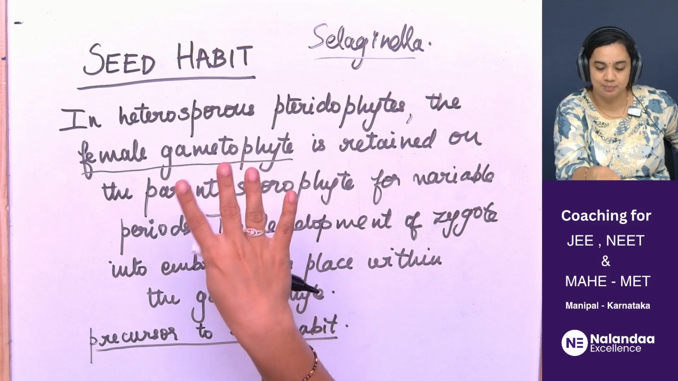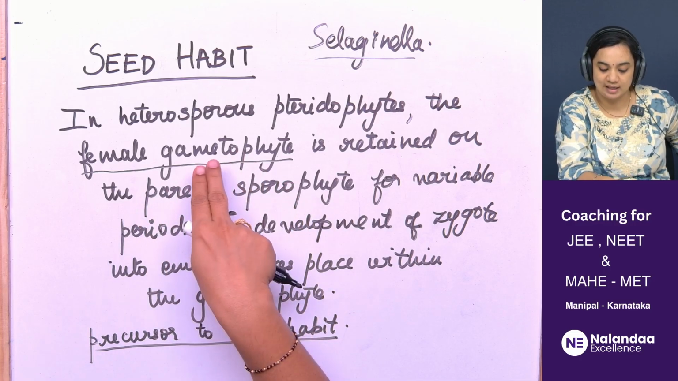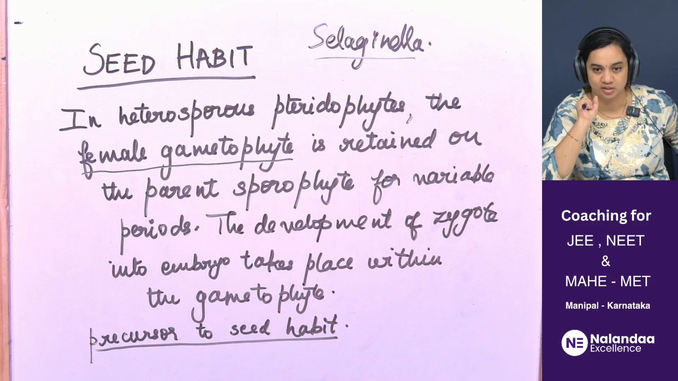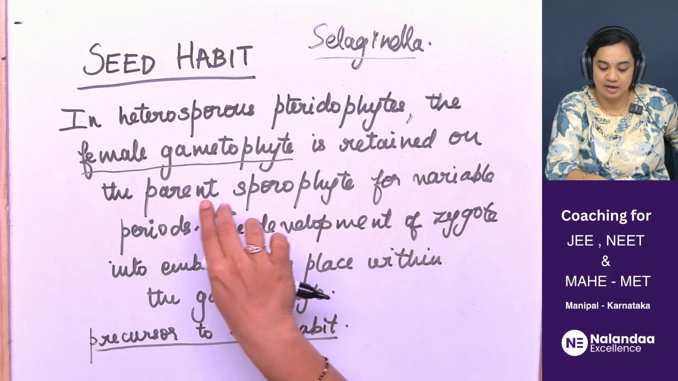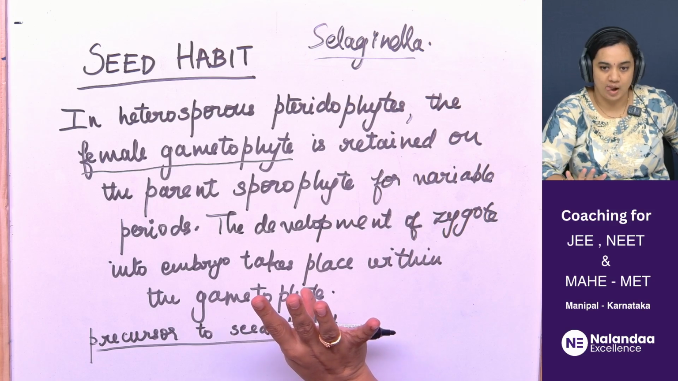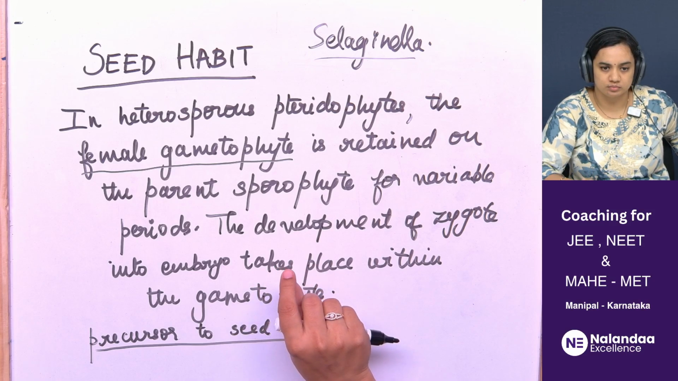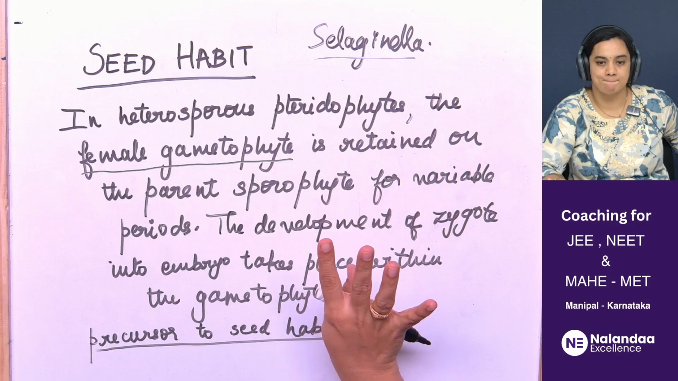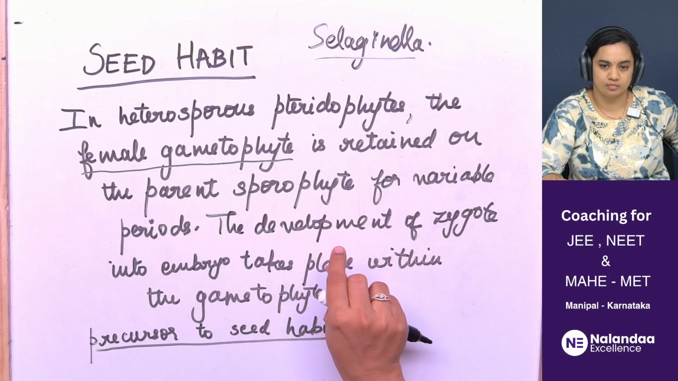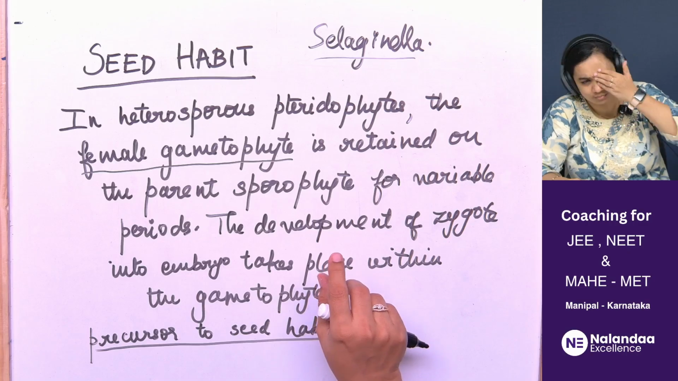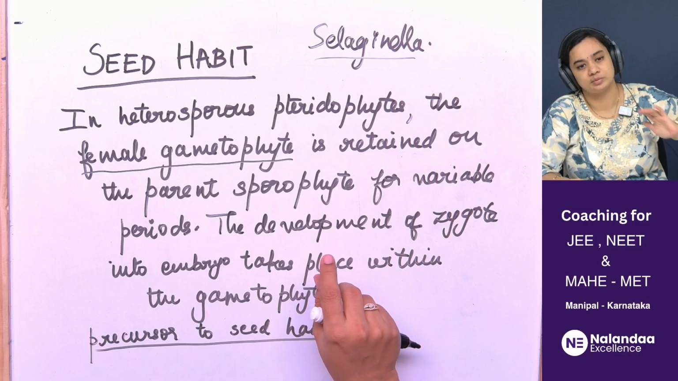In the case of pteridophytes, the gametophyte is separate from the sporophyte, but yet it is an inconspicuous structure and it is retained on the parent sporophyte for variable periods. Clear? And here also it is the same. Heterosporous pteridophytes are generally sporophytes, as in their entire body form is a sporophyte. Yes, the main plant body is a sporophyte, no doubt.